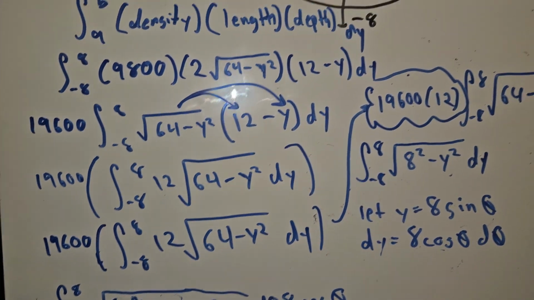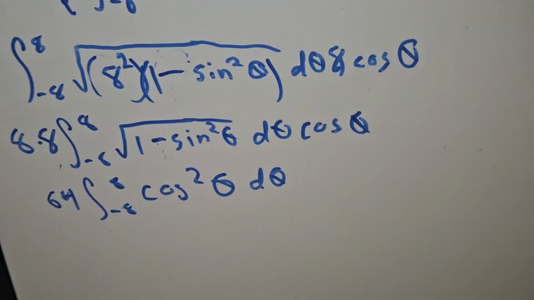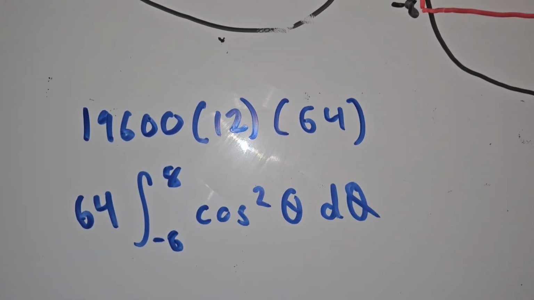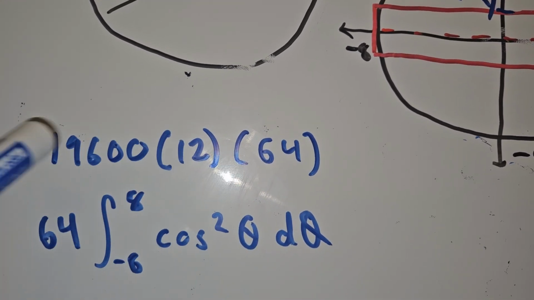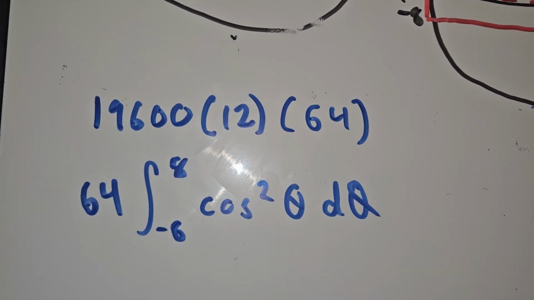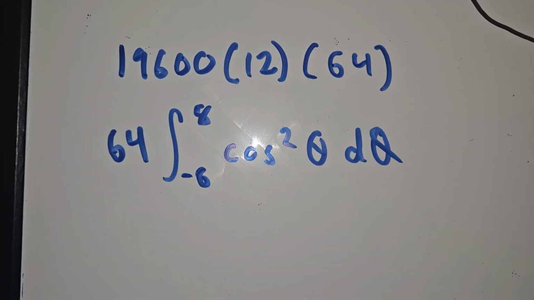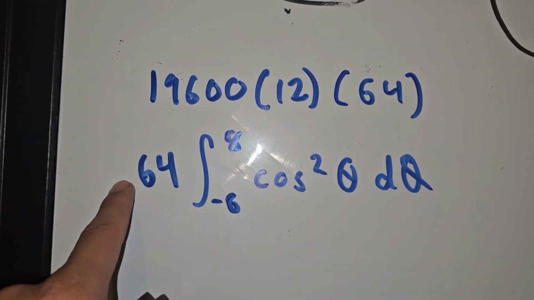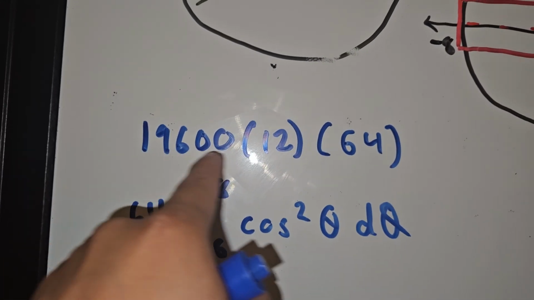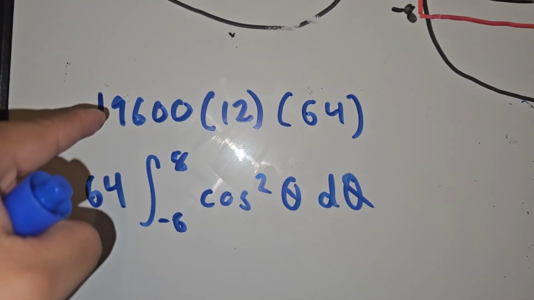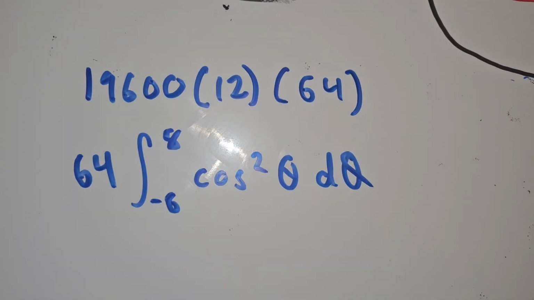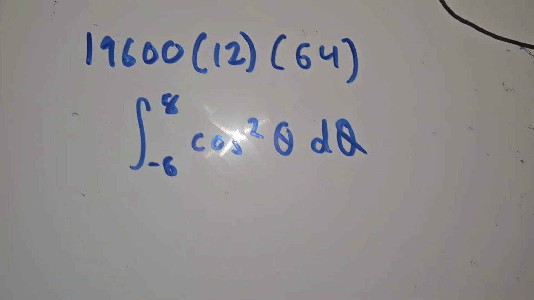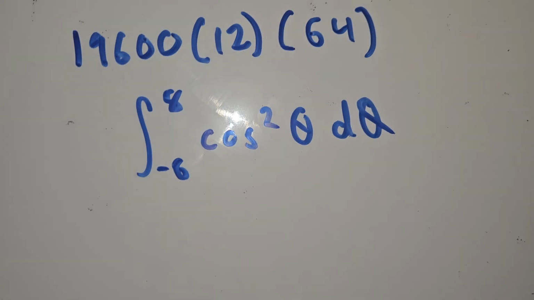Let me go ahead and make some room for this so we can evaluate that. So I made room. Remember, I told you not to forget about the 19,600 times 12. What I did here is I pulled out the 64 and I combined it with the 19,600 times 12. So we have times 64 now. We're not gonna forget about that. So we can just get rid of that, and now we can go ahead and solve this integral.